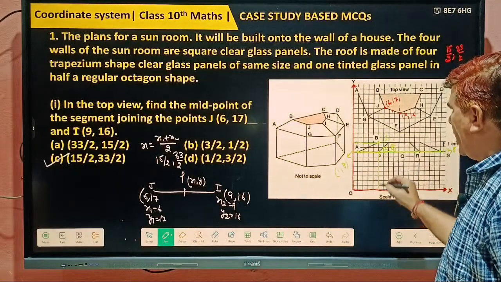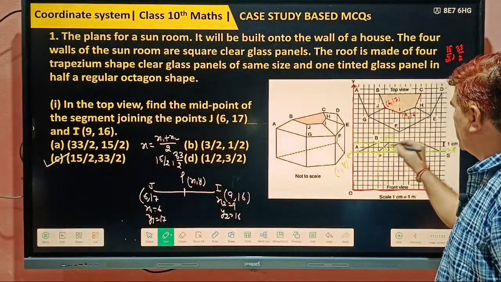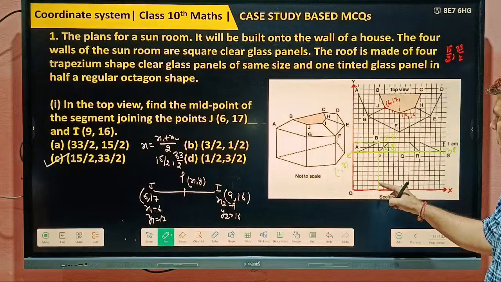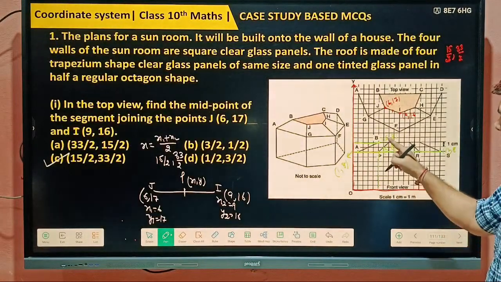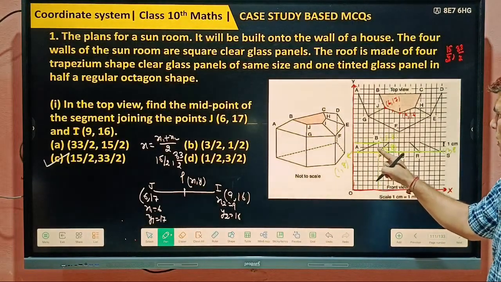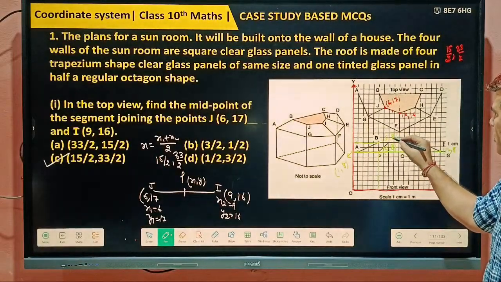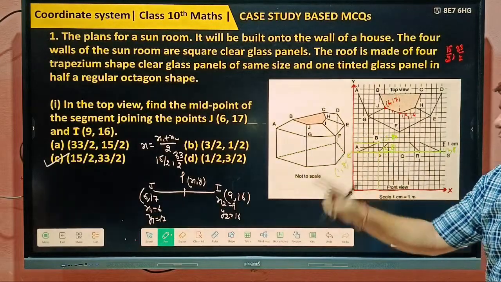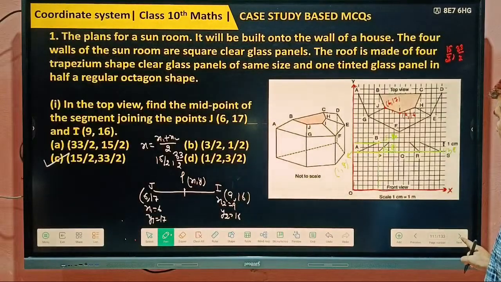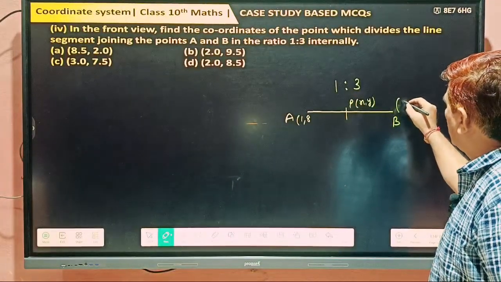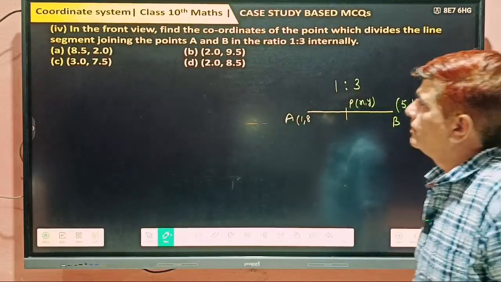And y? 1, 2, 3, 4, 5, 6, 7, 8, 9, 10. So this is coming 10, sorry for that. x is the same because the distance from the y-axis remains the same for these 2 points. So B is the point whose coordinates are 5 and 10.